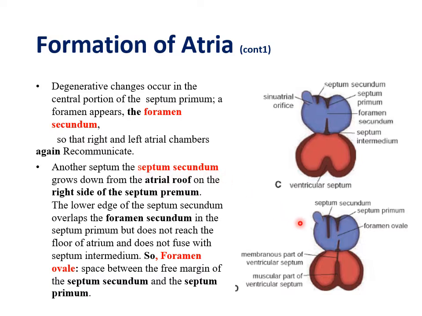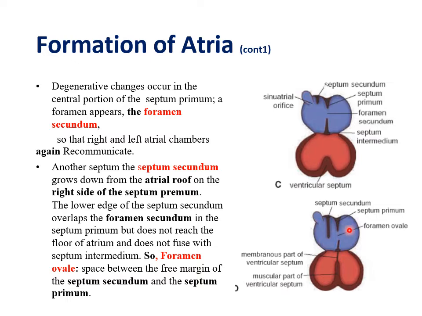Another septum, the septum secundum. This is starting here, and in the next stage it is growing. The septum secundum grows down from the roof on the right side of the septum primum, and the lower edge of the septum secundum overlaps the foramen secundum in the septum primum, but does not reach the floor of the atrium and doesn't fuse with the intermedium, and the foramen ovale will start to be formed.